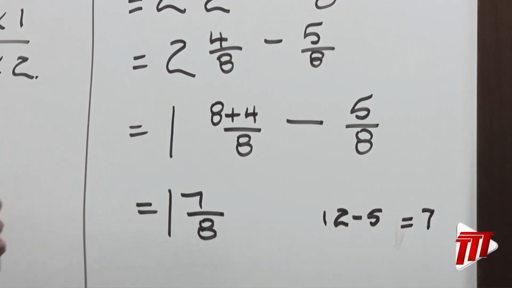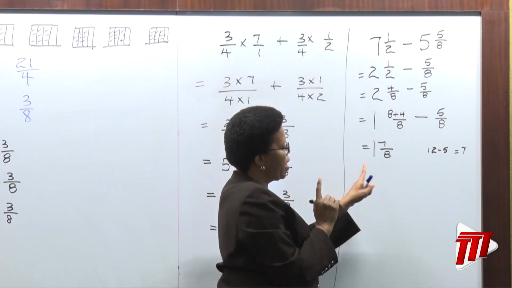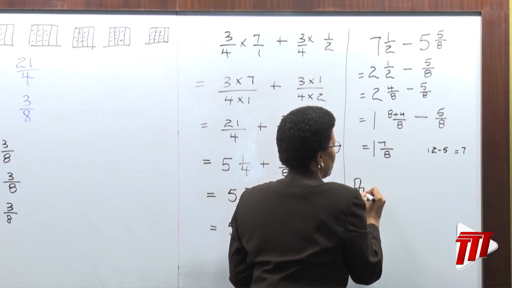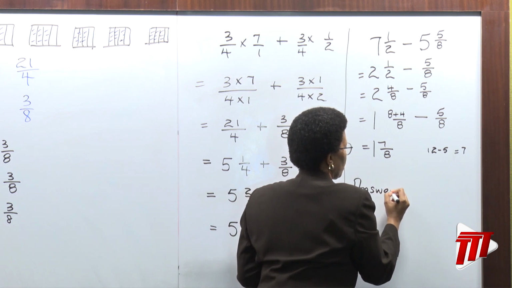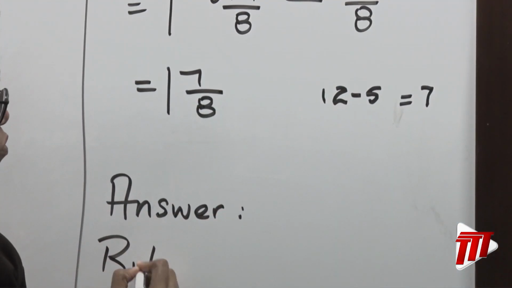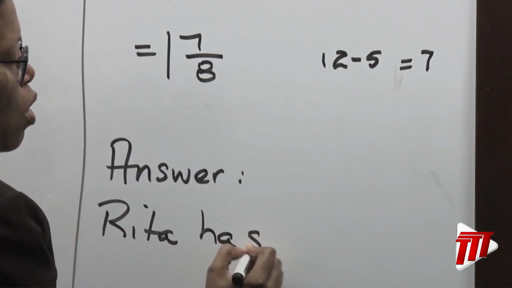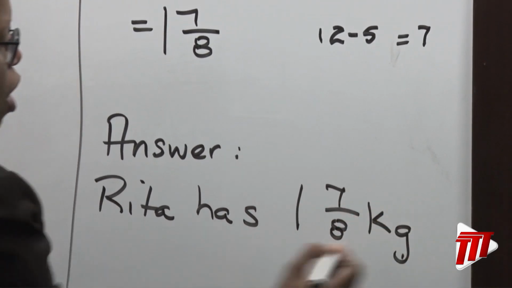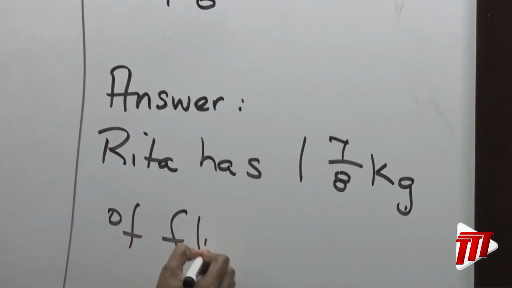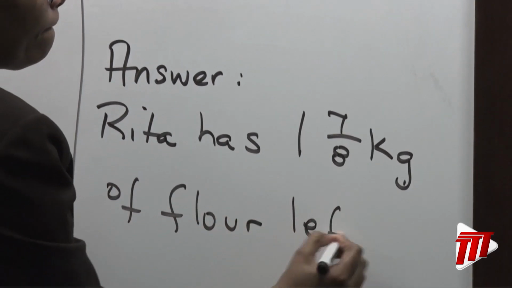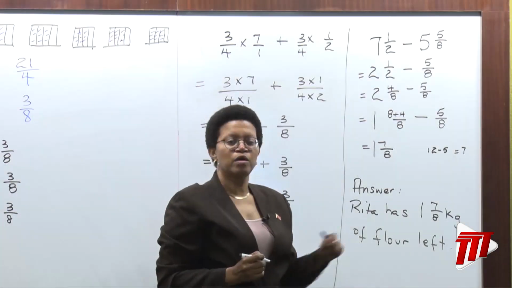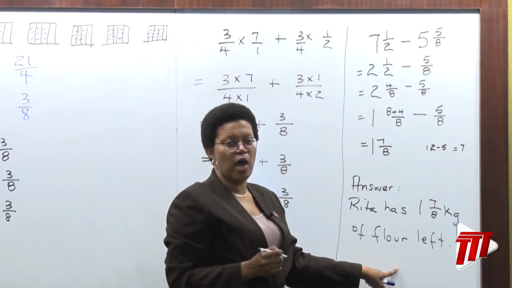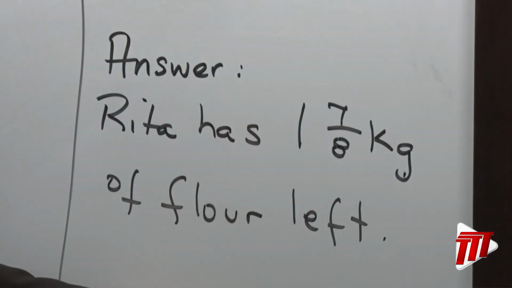Neatening this up, our answer: Rita has 1 7/8 kilograms of flour left. Boys and girls, here is our answer, statement included.